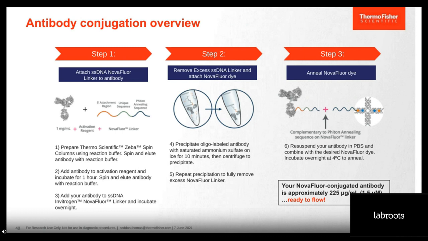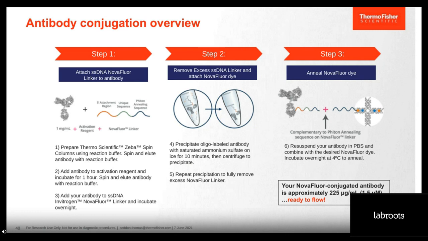So you can attach the single-stranded NovaFluor linker to the antibody. In this case, there are just 2 pipetting steps after you buffer exchange, then you can add the activation reagent and attach the single-stranded linker. The second step is to precipitate and remove any excess single-stranded linker and attach the NovaFluor dye. And then the third step is to mix this oligo-labeled antibody with the NovaFluor in the particular color that you want, and then you just mix them together and wait overnight, and they will anneal at 4 degrees overnight.